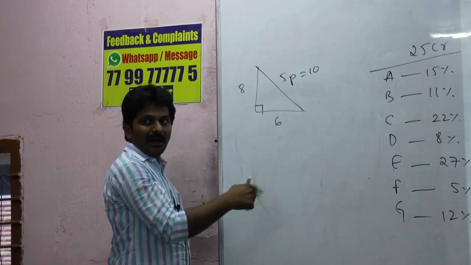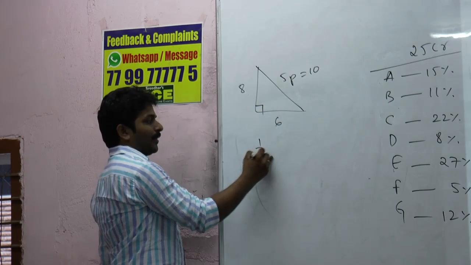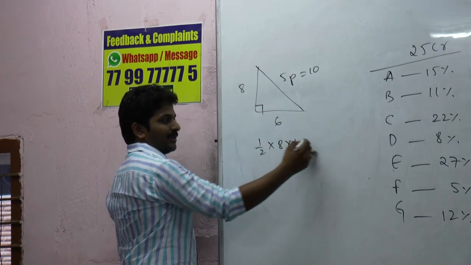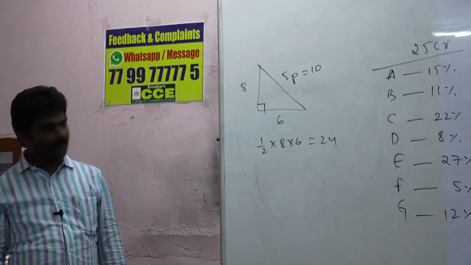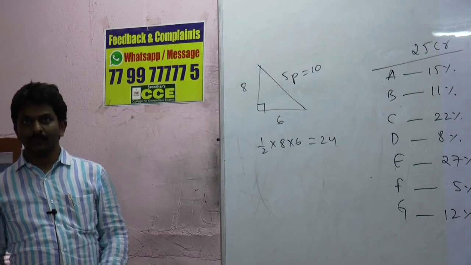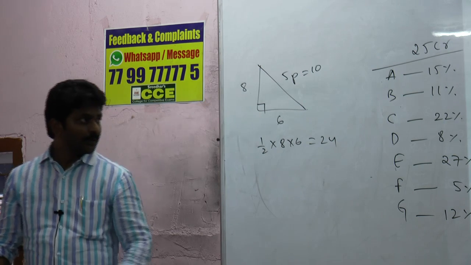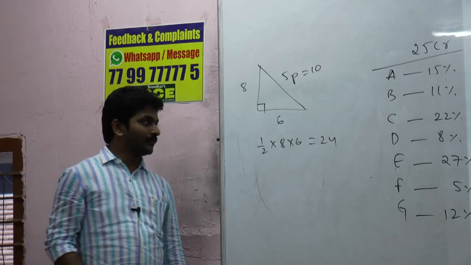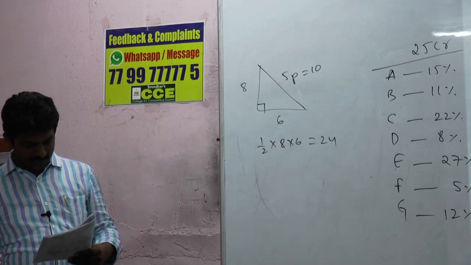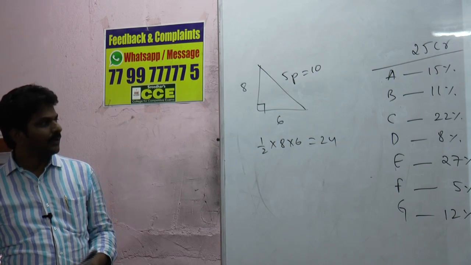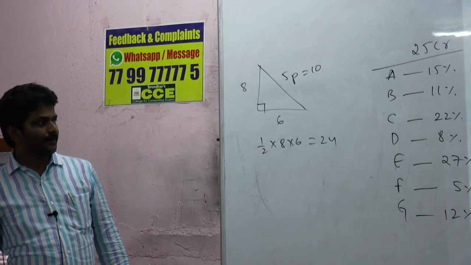You are asked about area, half base into height. Half into 8 into 6. 6 4 24. Right? So 24 square centimeters. Where are we? 24. Fifth option.